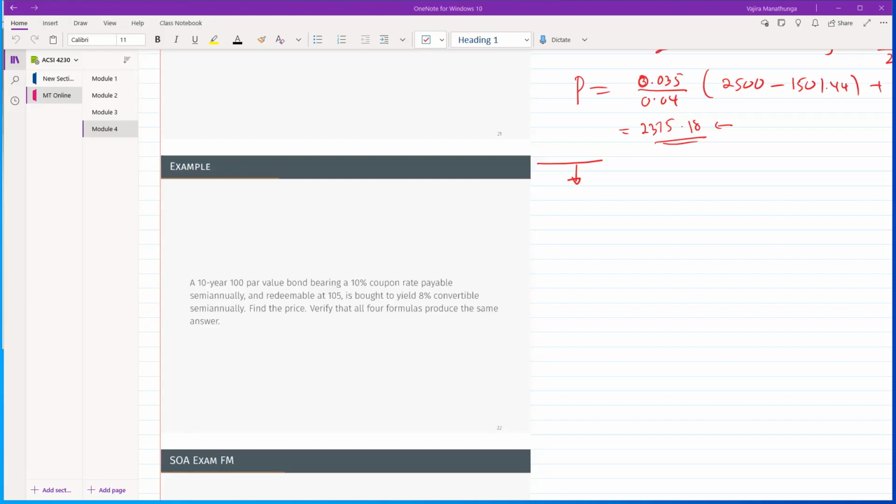So in this video, we are going to do a few examples related to bonds. Let's begin with the first example.